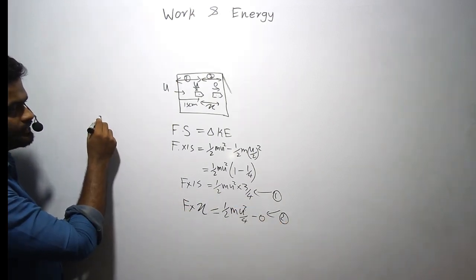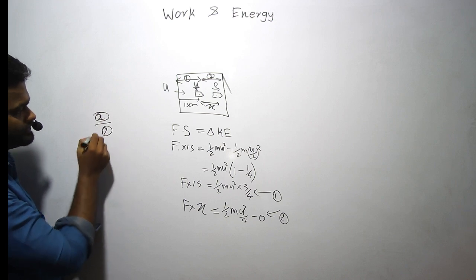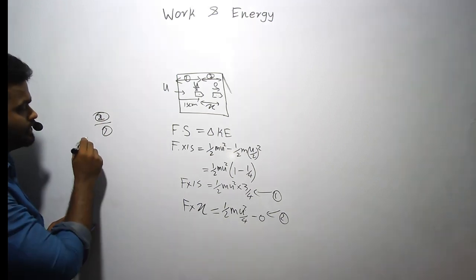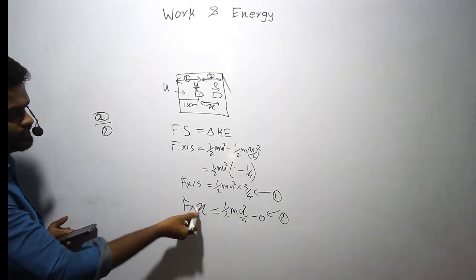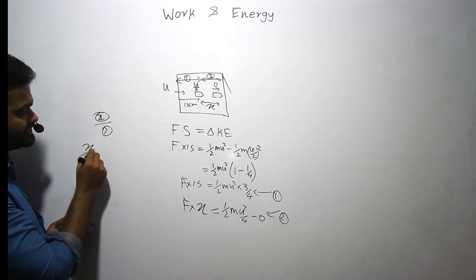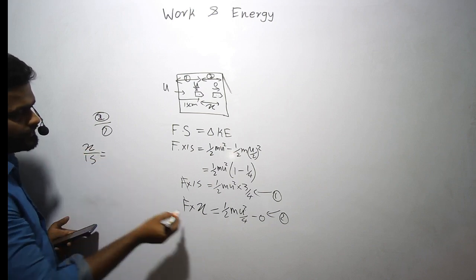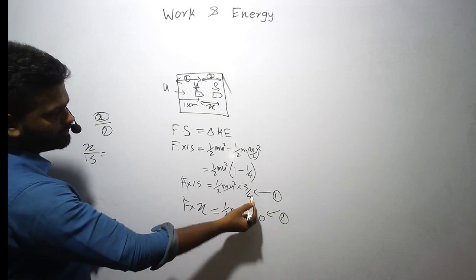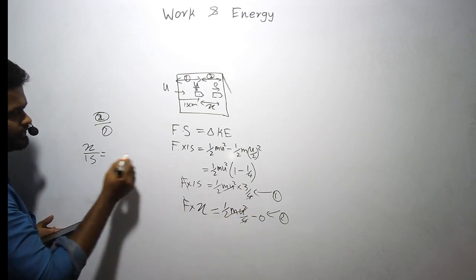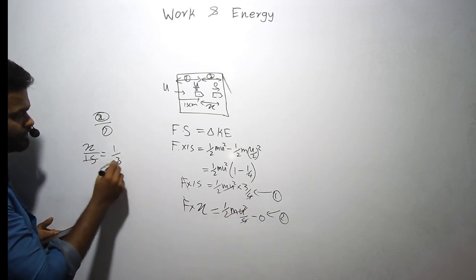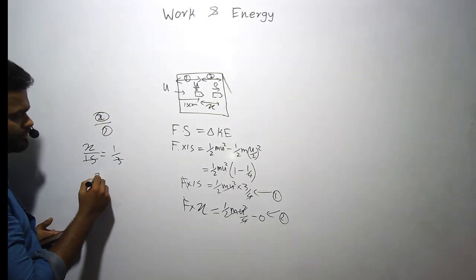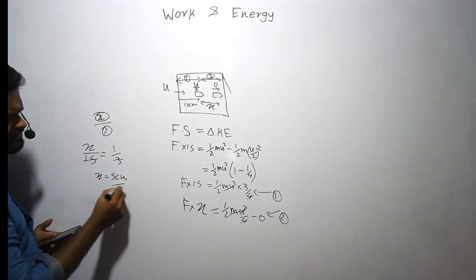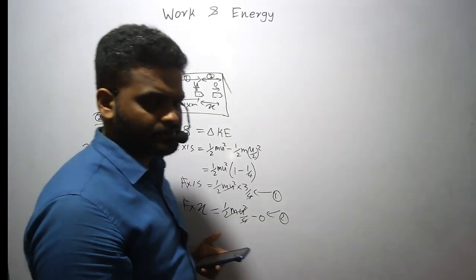Divide second by first. Doesn't matter which one which. So F cancels off when you divide it. You get x divided by 15. This half mu squared cancels off, and also this 4. So you get 1 over 3. X is 5 centimeters, okay?